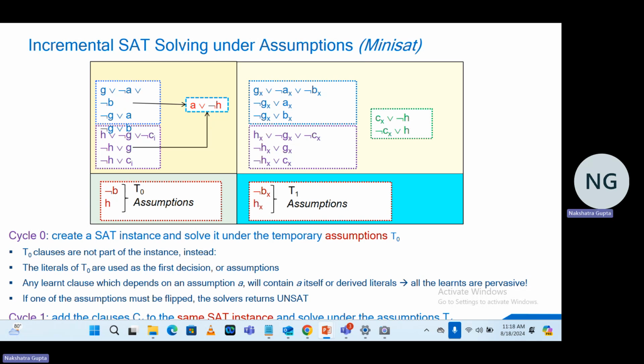So this is actually a very elegant technique. And so you can reuse the same solver. You don't need to delete it, you don't need to destroy it, because all the information, all the clauses are global. All the clauses are pervasive in the solver.